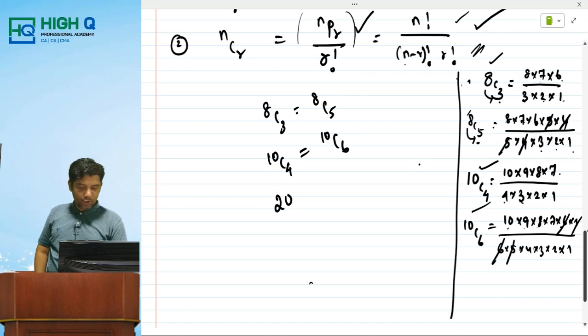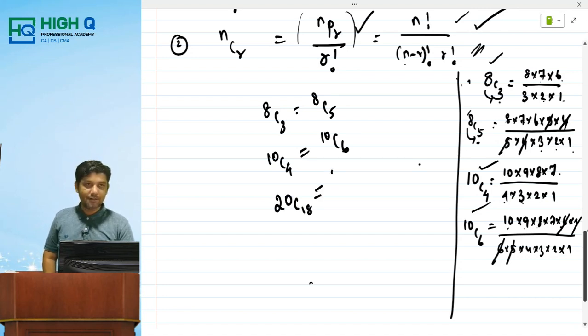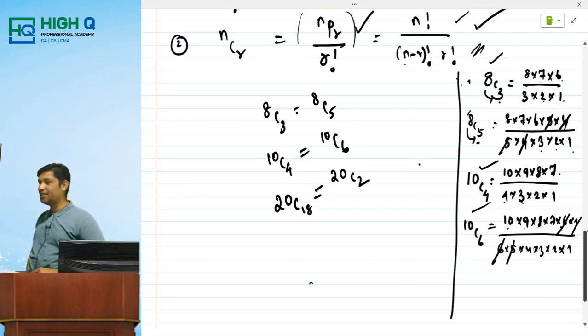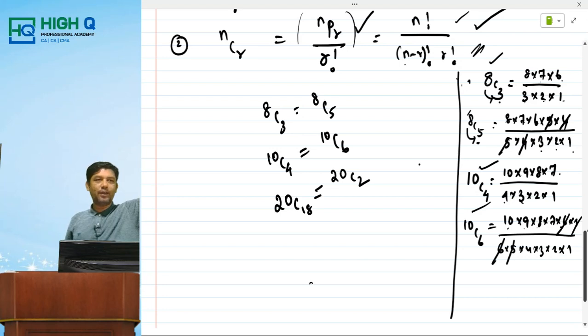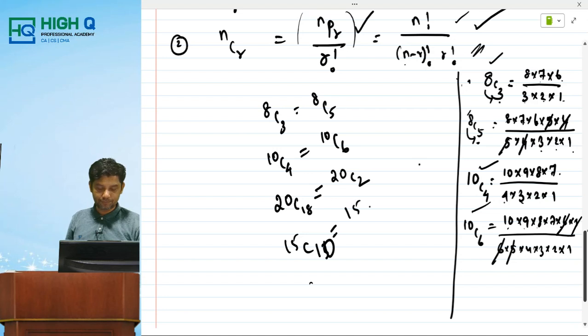Same way, 20C18 can be written as what? Correct? 20C2. Instead of finding 20C18, let us find 20C2. Am I right? 20C2 we can find out. Same way, can you tell me what is 15C13? 15C10? Am I right, my dear?